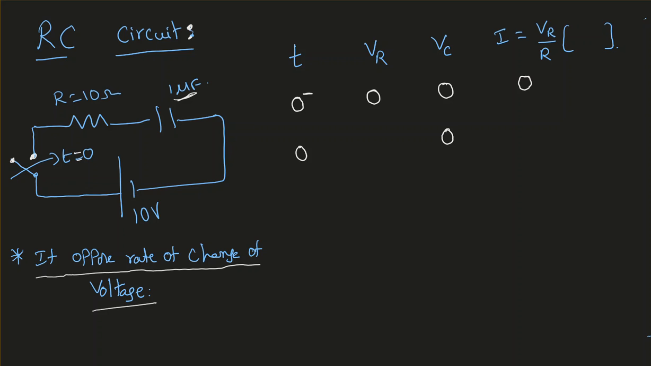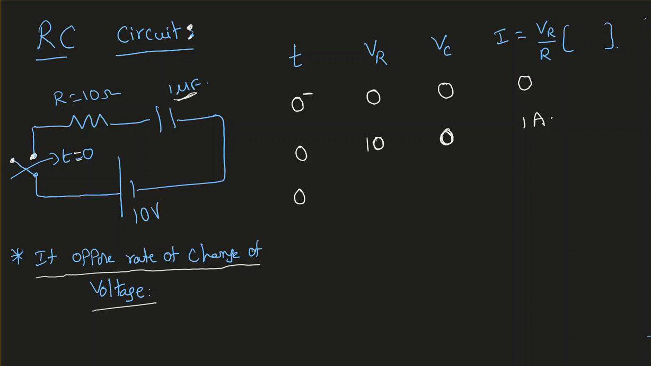So the voltage across the capacitor is going to be 0. Now since I already closed the switch, the resistor is going to see all the voltage across it. The current passing through this is I equal to V over R, or VR over R. If I take VR over R, that is going to be 10 over 10, 1 ampere.